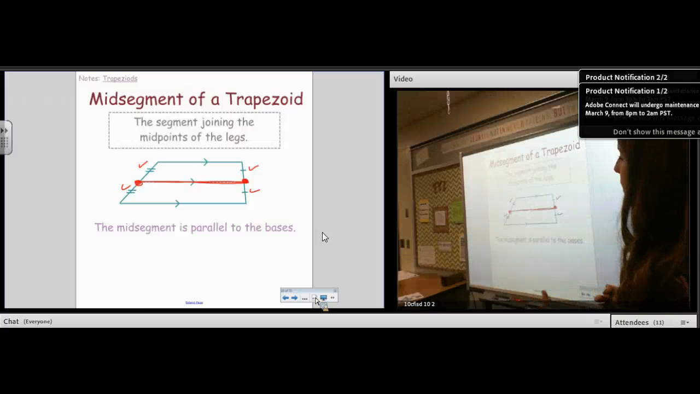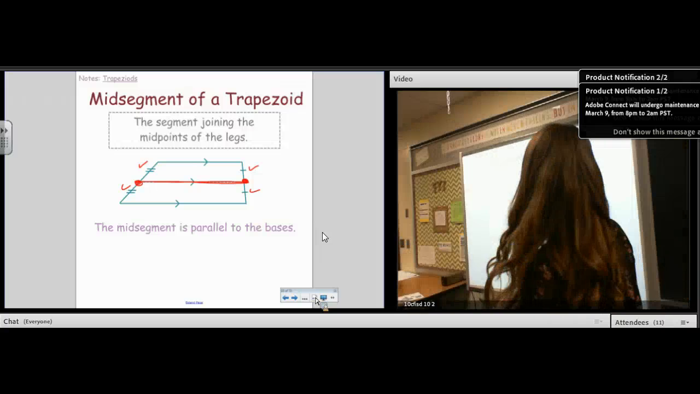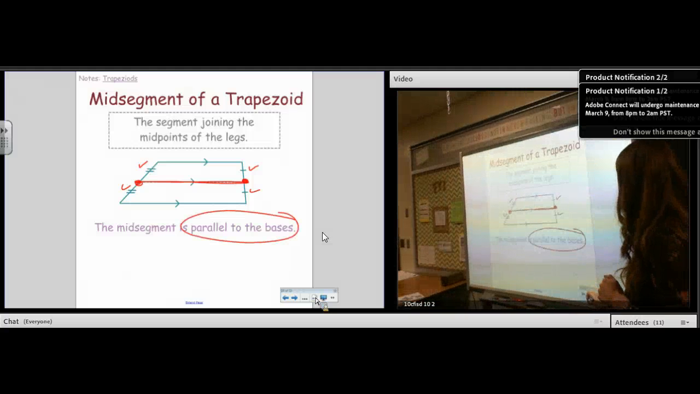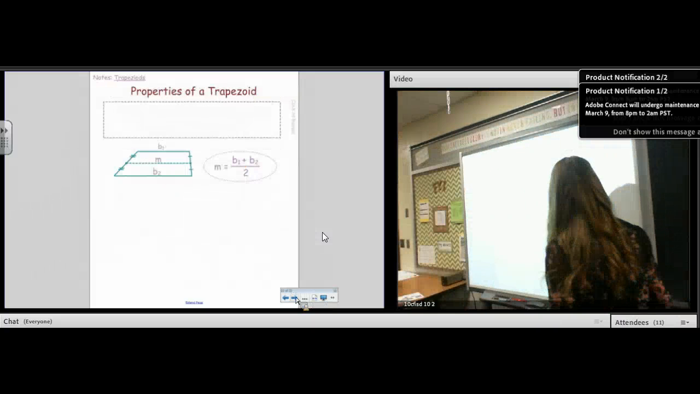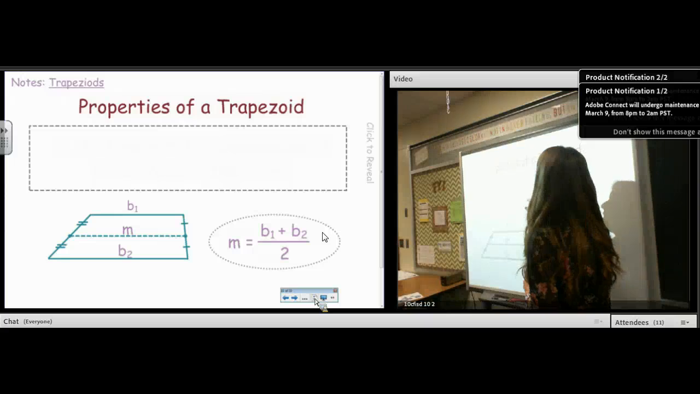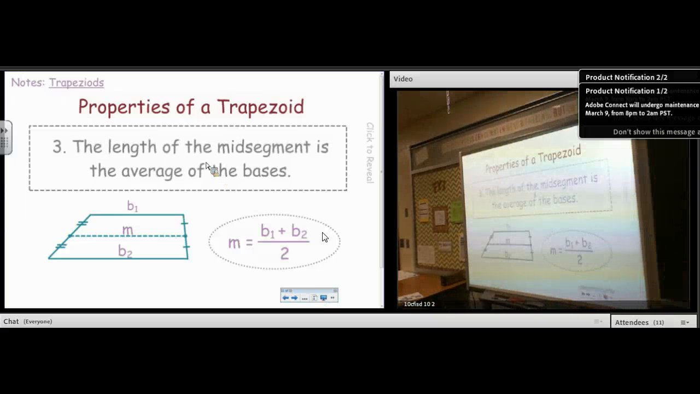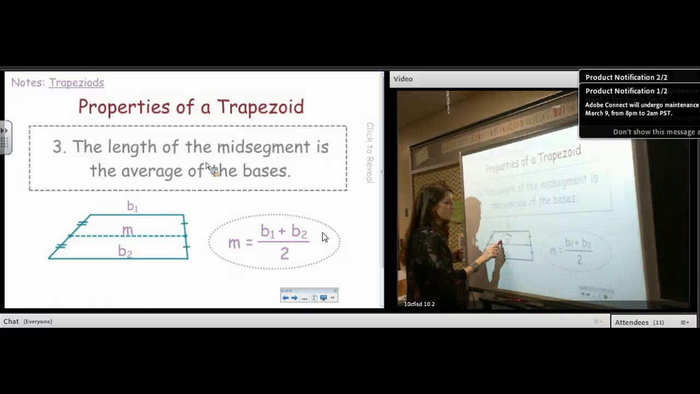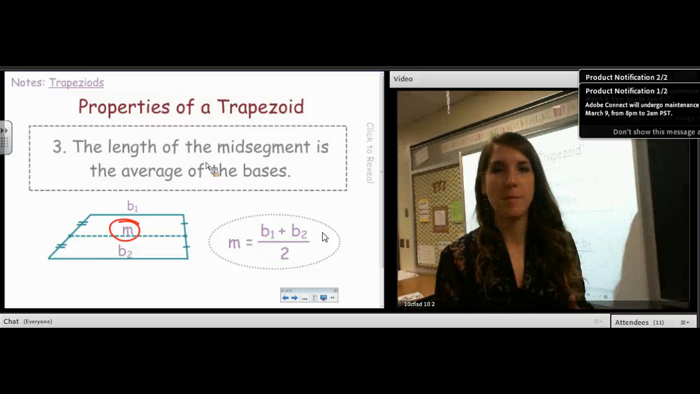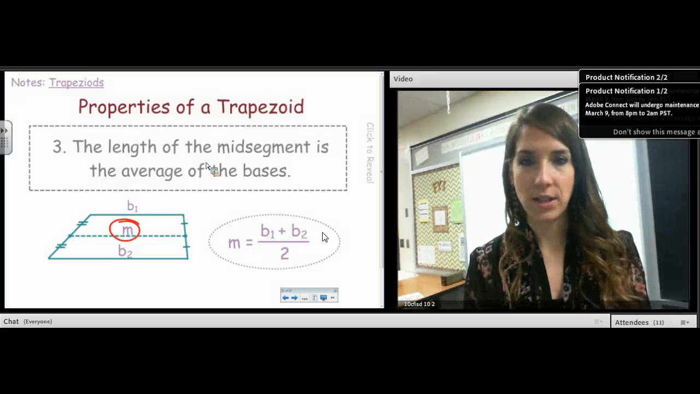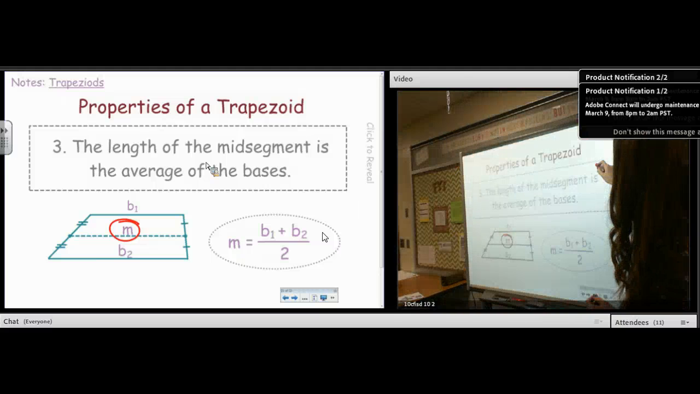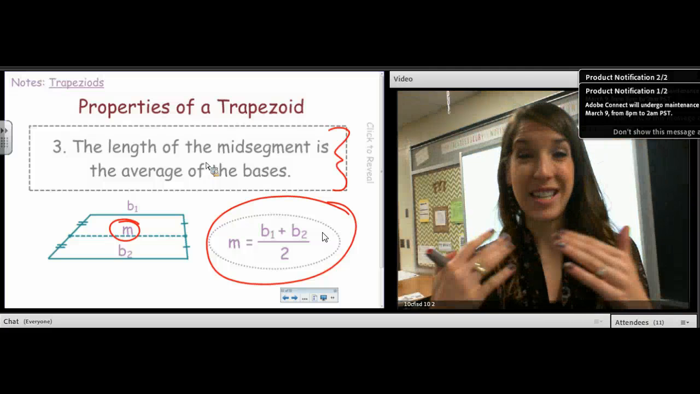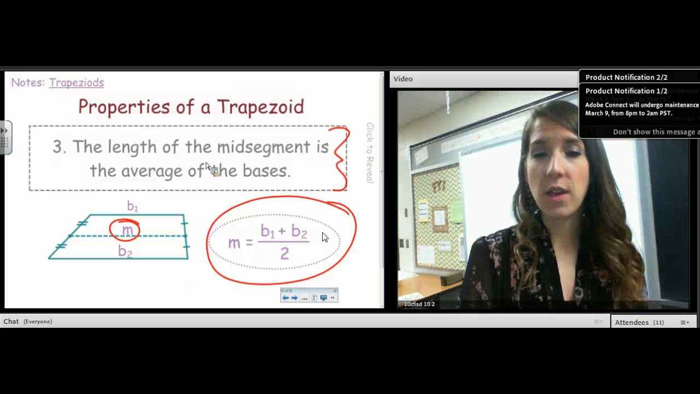In a trapezoid, if we choose to draw a mid-segment, it is definitely going to be parallel to the bases. But here's the actual property that I'm coming to. Property number 3 on your family tree is that the length of the mid-segment is the average of the bases. So if you draw a mid-segment in a trapezoid, its length is right smack in the middle of the 2 bases. So you add them up and divide by 2. For number 3, you can write these words or you can write the equation. Those are the same thing. You don't need to write both.